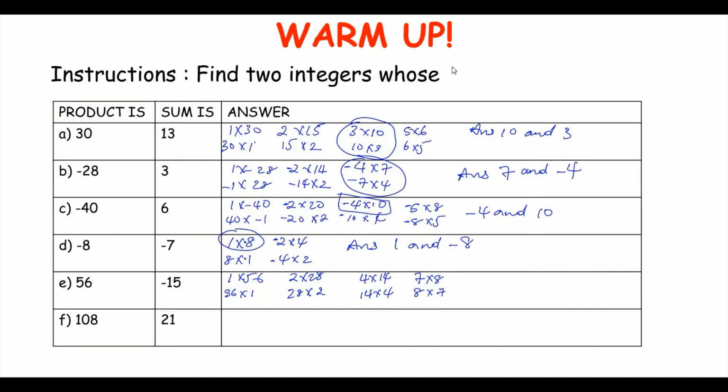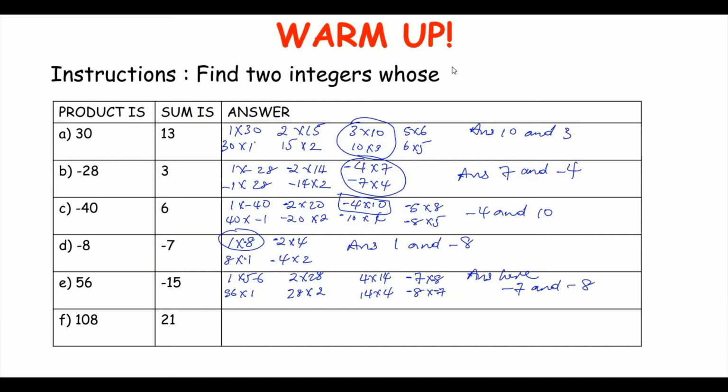Now the trick with the fourth one is that the product is positive 56. So that would mean that both values will have to be negative, because a negative times a negative gives us a positive. And when we add two negative numbers, we're going to get a negative number. So it doesn't matter in this case if you put negative 8 before negative 7 or negative 7 before negative 8, because they're both negative numbers, and when you add them, you're going to get negative 15. So the answer here is going to be negative 7 and negative 8.